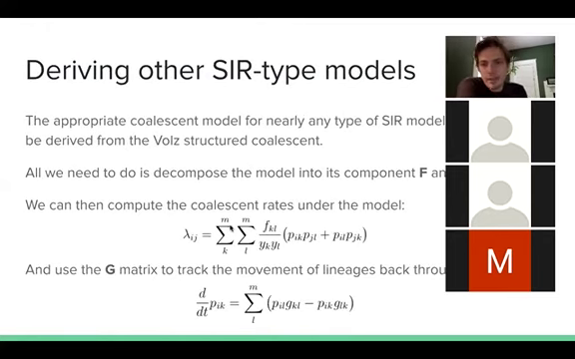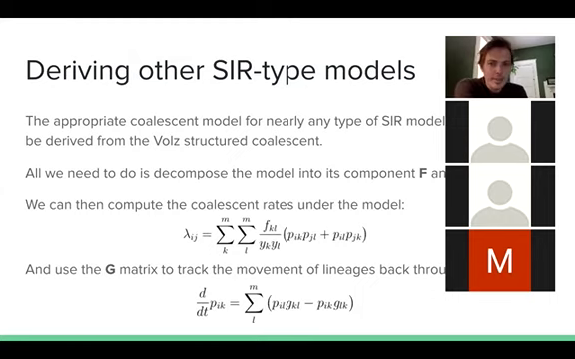Okay, so the logic behind all of this madness is that for any given SIR model, as long as we can take our model and decompose it into its component F and G matrices, the matrices that correspond to birth or transmission events between populations, and then migration events between populations, we can then derive very simply and very easily what the appropriate coalescent model is for our SIR model.